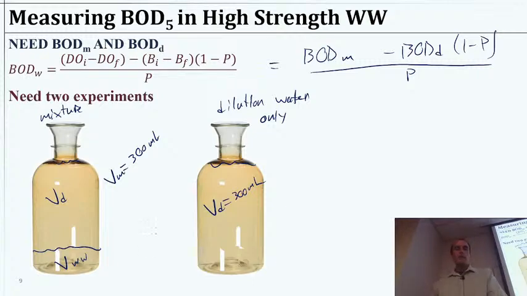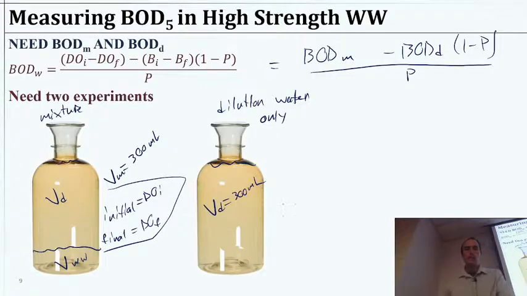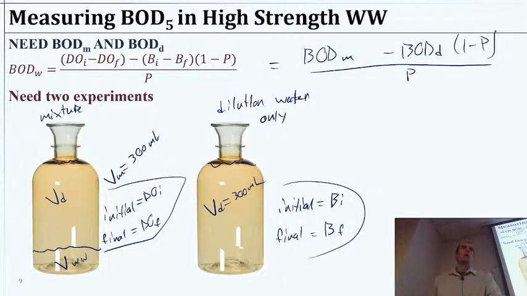Okay, so then the initial dissolved oxygen is DOI in this bottle, and final is DOF for this bottle. And here, the initial is BI, and the final is BF for this bottle. B is just what the book uses, and that's why I'm using it, okay?